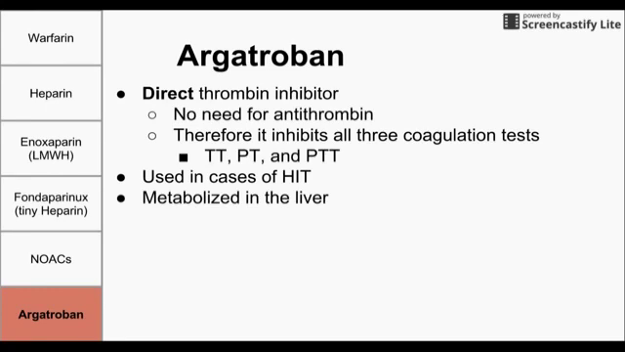And lastly, we have argatroban. Argatroban is also a direct thrombin inhibitor, meaning that it binds directly to thrombin to inhibit it. This, unlike heparin, means that there's no need for antithrombin, and argatroban actually affects all 3 coagulation tests. So you get prolonged results on the TT, the PT, and the PTT. Argatroban is particularly useful in cases of heparin-induced thrombocytopenia, where you cannot use heparin, enoxaparin, or fondaparinux.